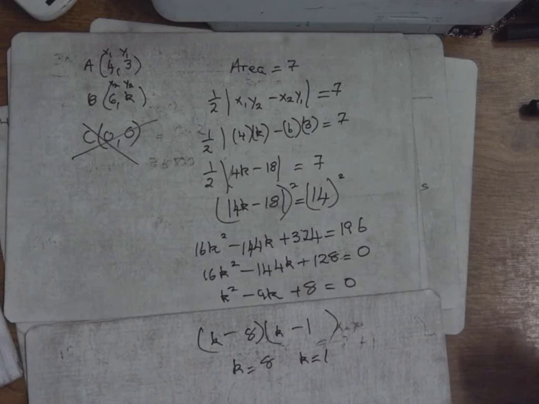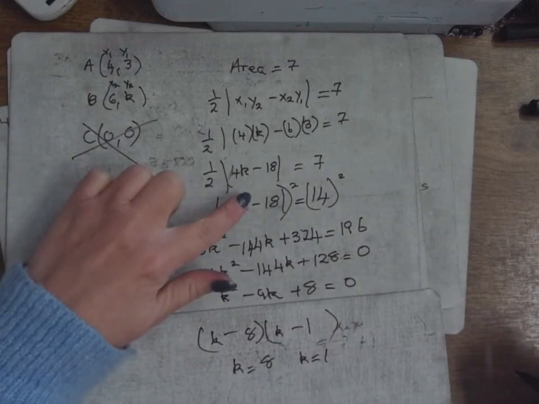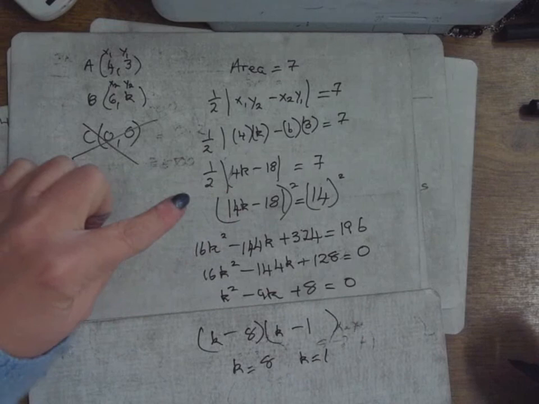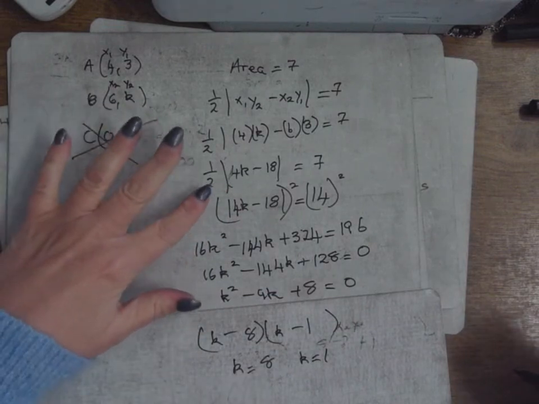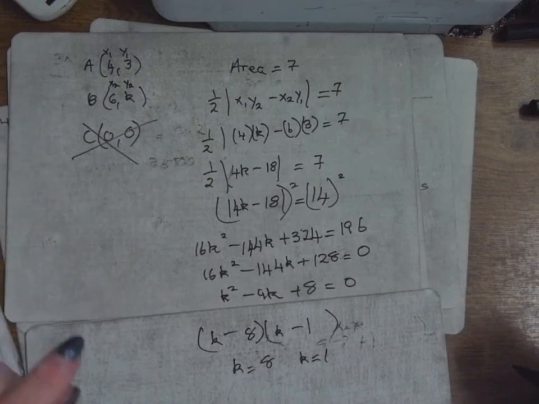My point is, it would have been very easy to get to here and drop those modulus brackets, but you'd only get one of the answers. So we have to remember our algebra where we square both sides, etc.